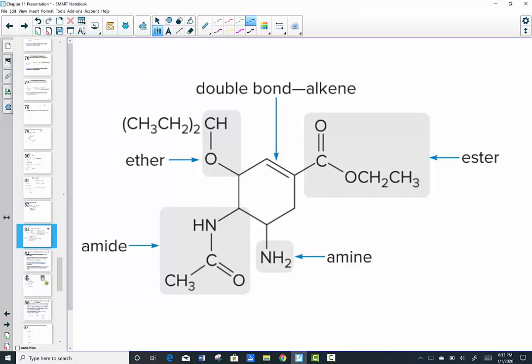And this, again, is just kind of a neater slide to make us realize we had a double bond alkene, we had an ester, amine, amide, and an ether, highlighted for neatness so you can check.